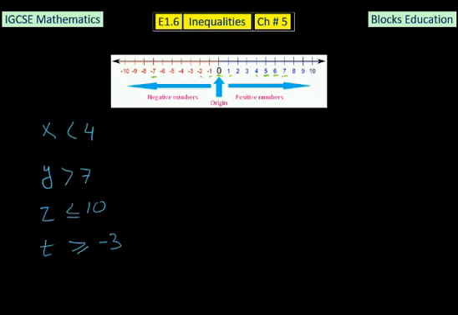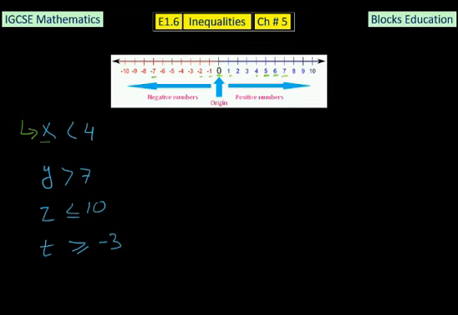Okay, now look at these expressions. In the first expression, the pointed part is towards x, and the mouth, which is called the mouth of the alligator, is towards 4. So you read that as x less than 4, or 4 is greater than x. It means that x consists of all those numbers which are less than 4. But remember, not equal to. It means that x is not equal to 4, but all those numbers which are less than 4.